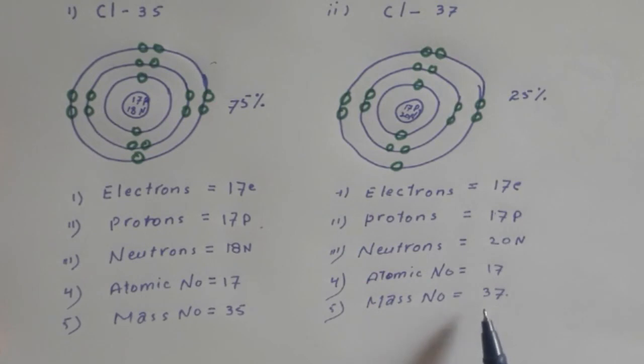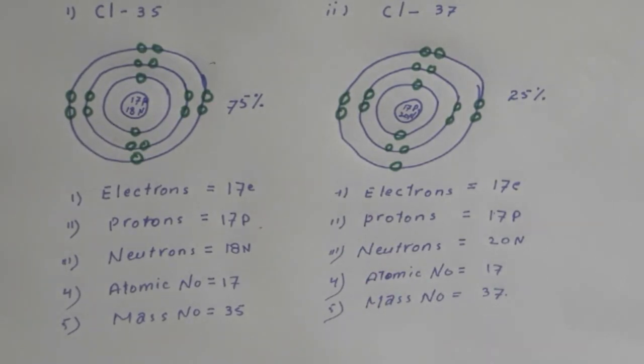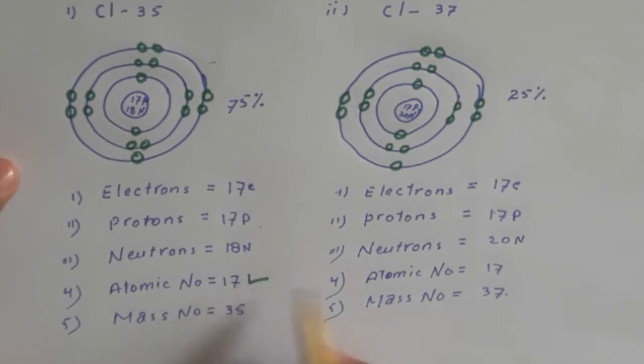So they are isotopes. So the reason why they are isotopes is because they have the same atomic number, both are 17, while the mass number is different. Here the mass number is 35, here it is 37.